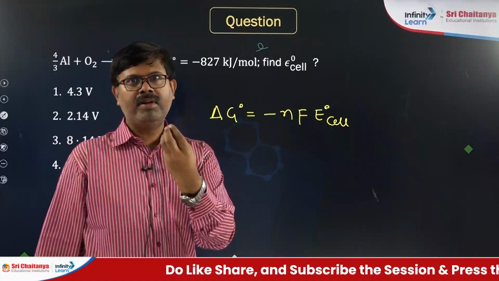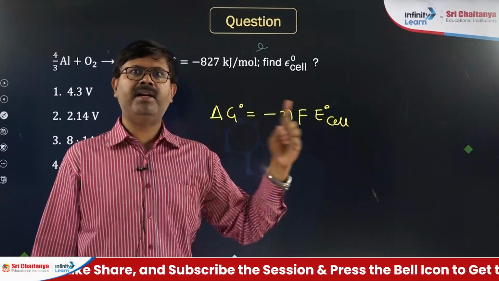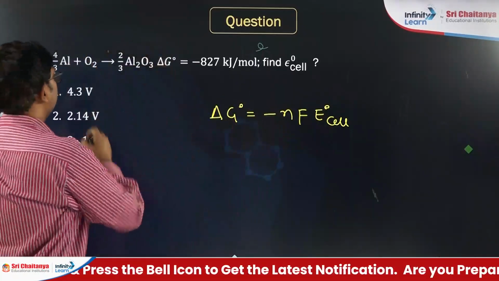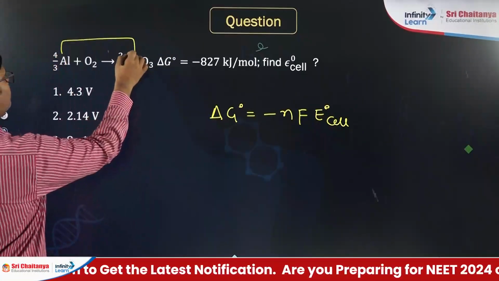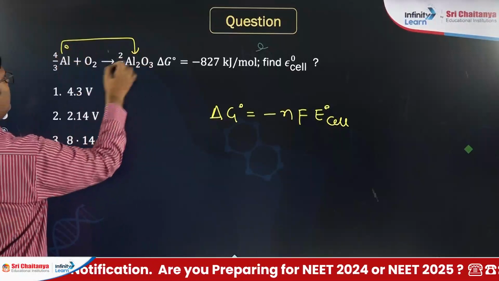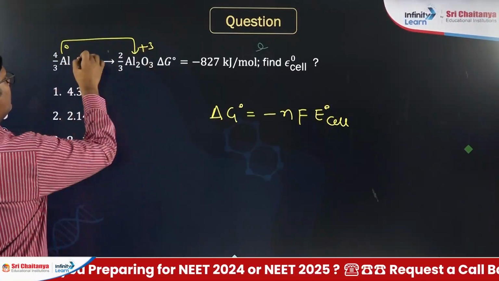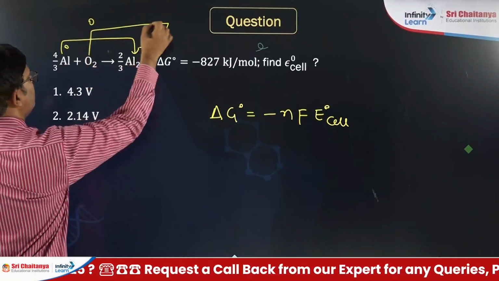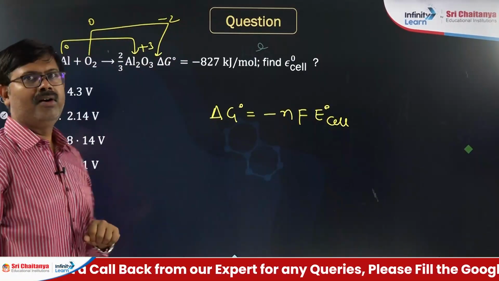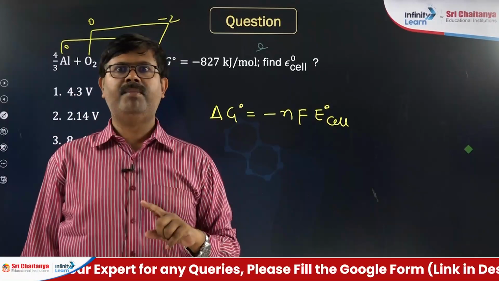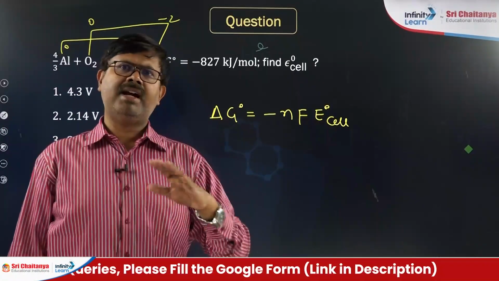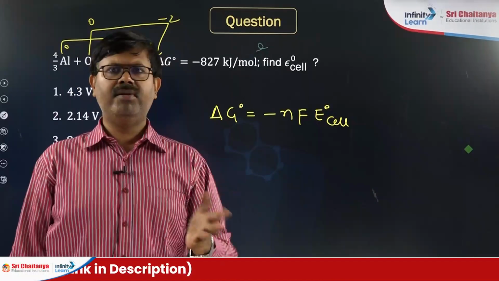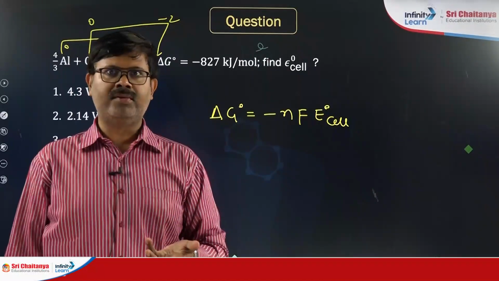If you calculate or find it out properly, you will get the correct answer. Otherwise, everything goes wrong. Now, how to find N? See here, aluminium is going from 0 state to +3 state. Oxygen is going from 0 state to -2 state. Oxygen is getting reduced, aluminium is getting oxidized. Either you take aluminium or oxygen, anyone you take, you will get the same answer only.